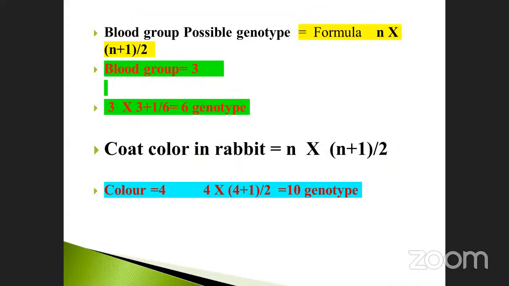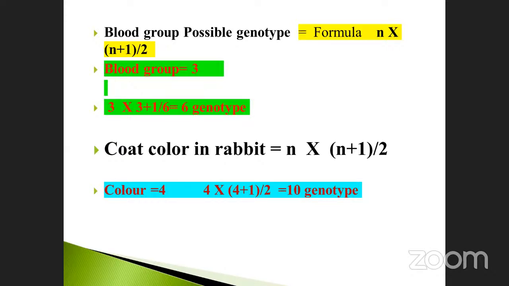So blood group we already discussed. Blood group possible genotype formula: N into N plus 1 divided by 2. How many blood groups are there? Already in our A, B, and O. So 3 types. How many genotypes are possible? In our case 6 types of genotype are possible. Already discussed. Coat color of rabbit is, see here, N into N plus 1 by 2.